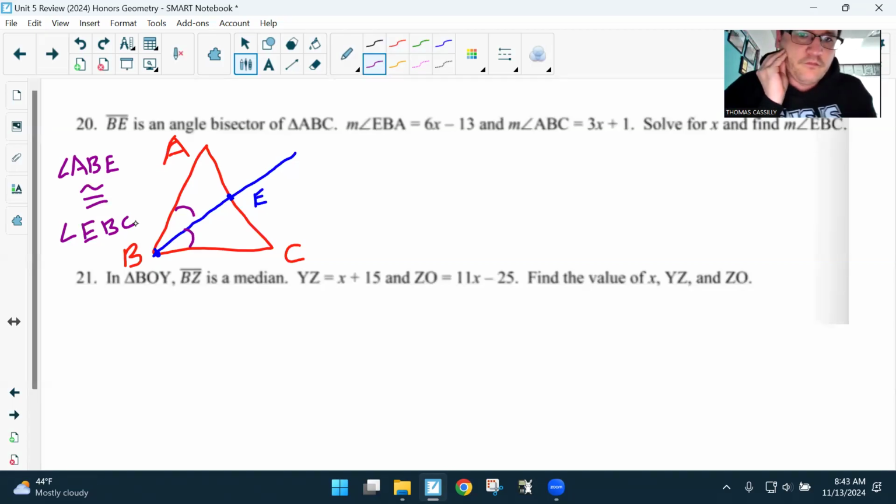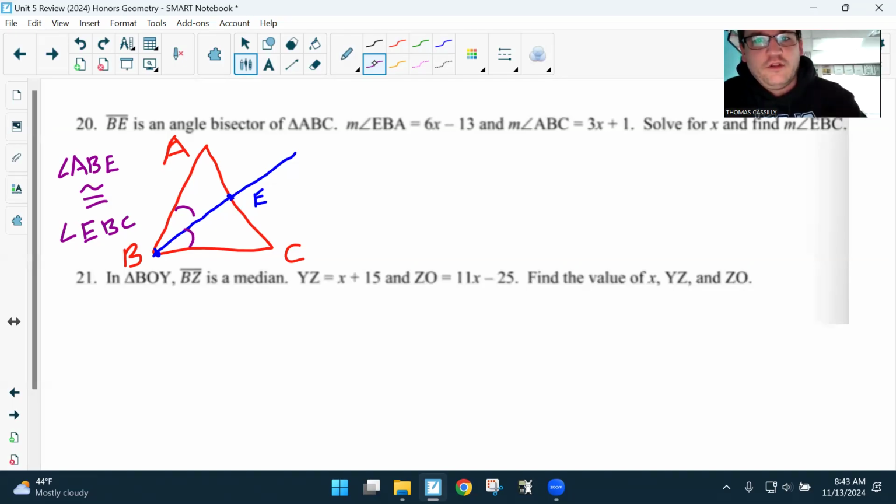Fly is back. Let's see here. We know EBA. I don't know if you guys can see that. There's a little gnat flying around, and it is driving me crazy. Sorry. Anyways, angle EBA.